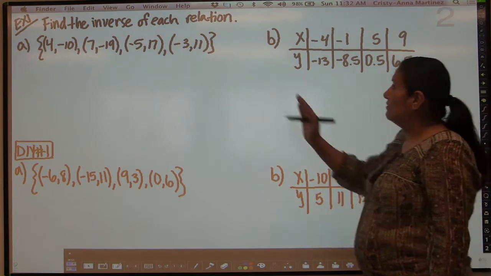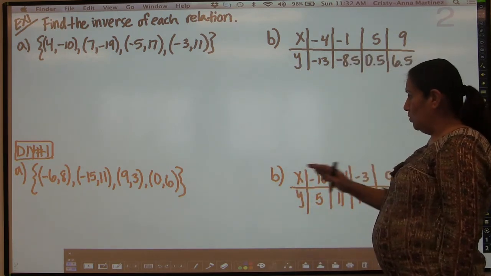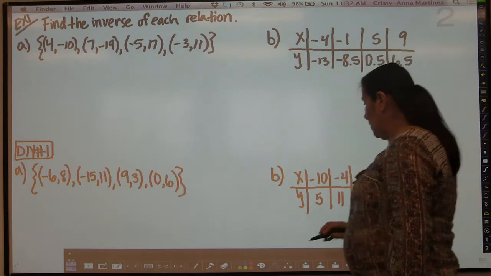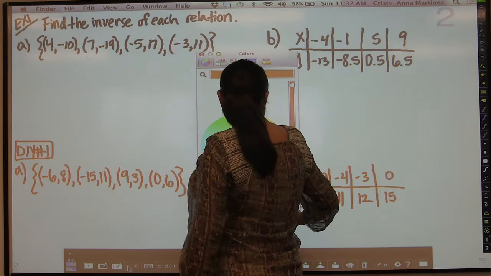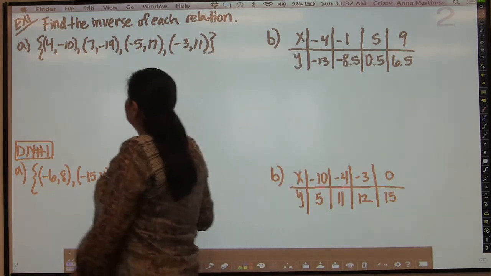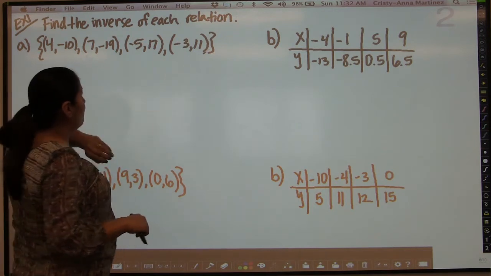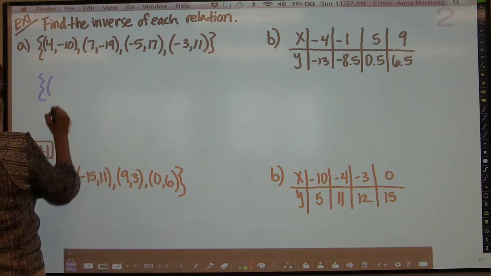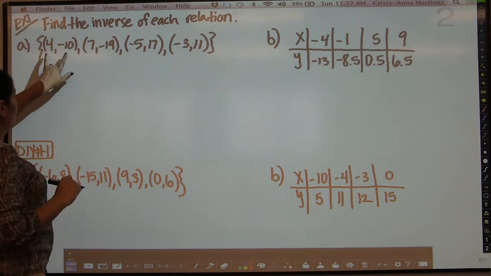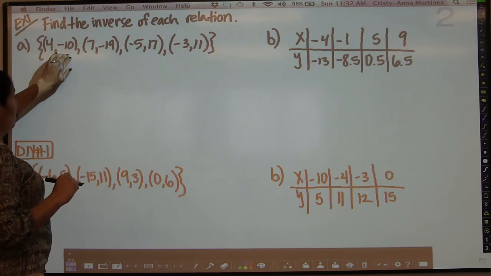So here we have two examples in black, and those are the ones that I'm going to do, and then you will do the do-it-yourself number one. So here we go. You can see from this relation that we have 1, 2, 3, 4 ordered pairs, and in order to get the inverse relation, it's really simple. All we're going to do is interchange the x and the y. So we're going to put the y in the x's place and the x in the y's place.